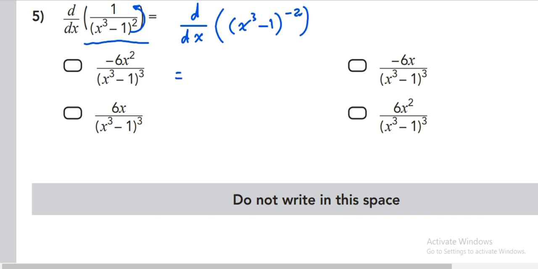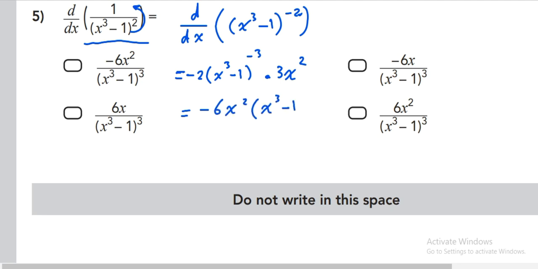Its differentiation is simply two parts: the differentiation of the bracket multiplied by the differentiation of what is inside the bracket. Differentiation of the bracket means multiply by the power and subtract 1 from the power. Multiply by the differentiation of what is inside the bracket, which is 3x to the power 2. Modifying this form, it will be negative 6x to the power of 2 multiplied by (x to the power of 3 minus 1) all to the power of negative 3. Here we don't have this form in our choices, so we have to simplify this expression to get the same form.